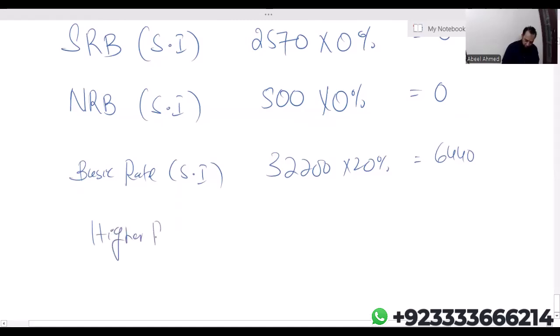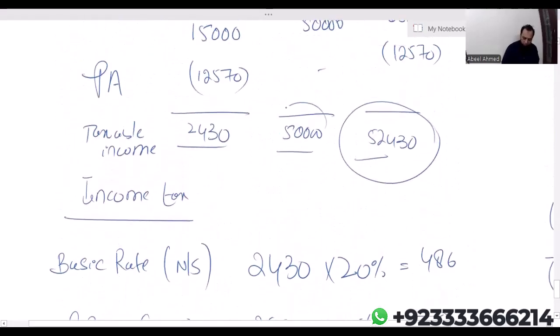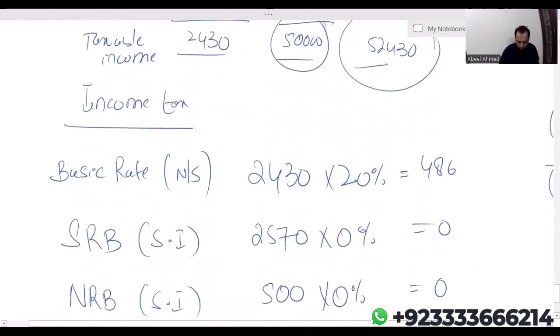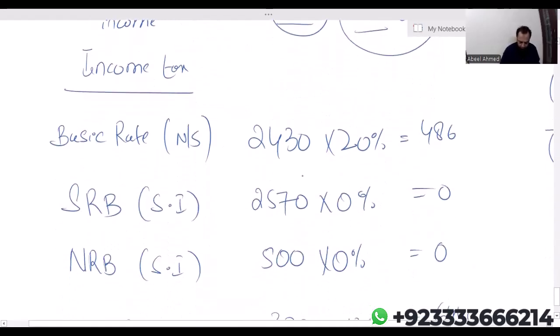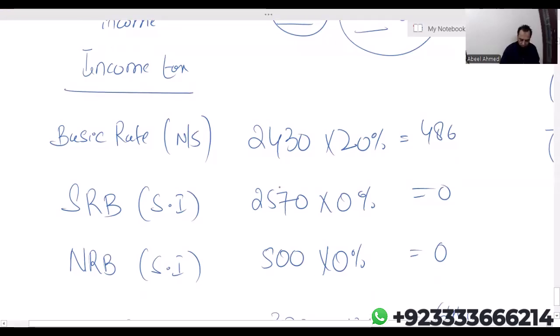Because the basic rate band we have fully utilized. Saving income which we have to tax is 50,000. How much saving income have we taxed? Let me change the color. Okay. We have taxed this 2,570 and 500.